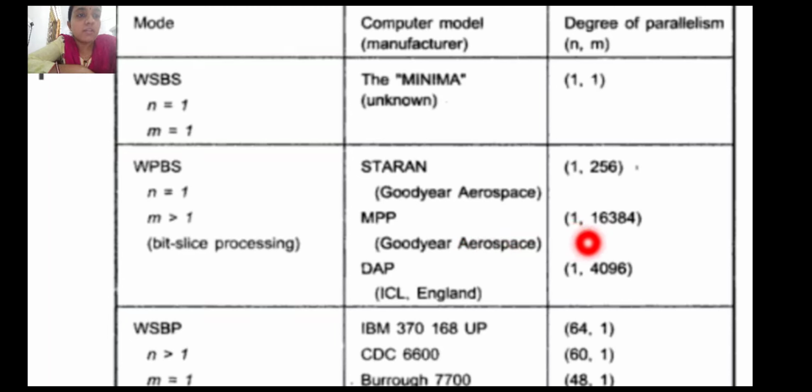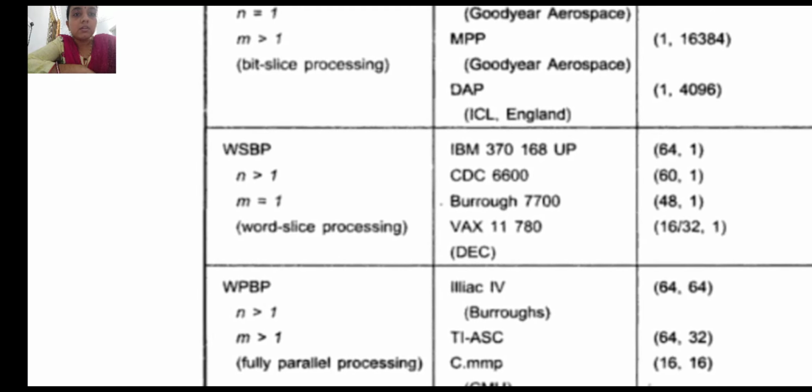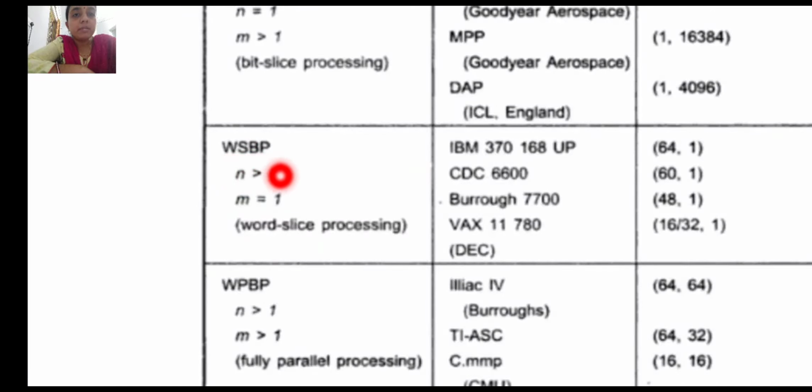MPP is 16384, then DAP 4096. Now WPBS, where the value of n is greater than 1 and the value of m is constant. This is word slice processing, where examples are IBM 370/168 UP, with degree 64,1, then CDC 6600, then VAX 11/780, 32,1. So these are the examples.